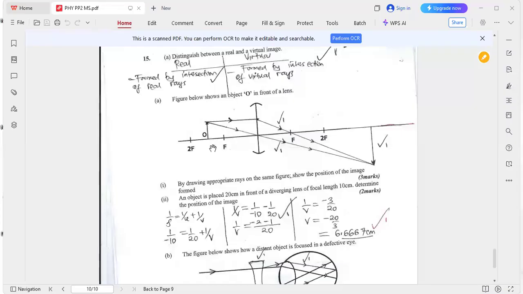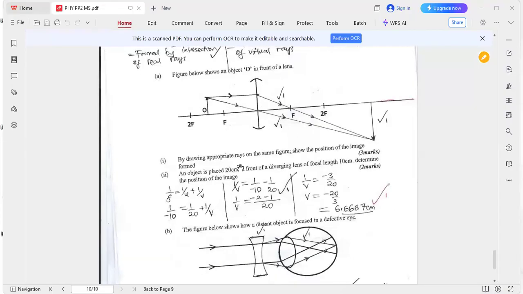Here we have a ray diagram. We have an object O between F and 2F in front of a lens. The question says, by drawing appropriate rays on the same figure, show the position of the image formed. So geometric optics, ruler and arrows, especially that part for arrows, most of us are forgetting. Make sure after drawing the ray, you show that it's a light ray by putting arrows.